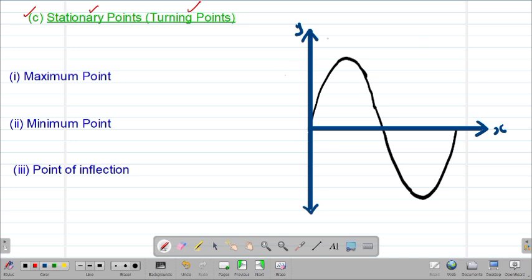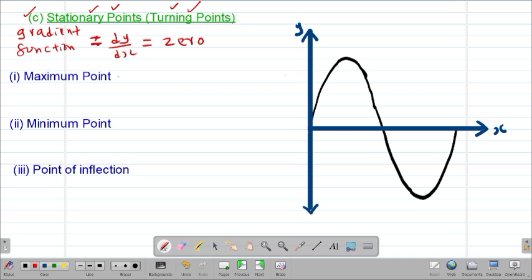Now, the key point that you need to note as far as stationary points or turning points are concerned is that at the stationary point or at any given turning point, the gradient function, which in most cases will be denoted by dy dx, is always equal to 0. So at any given stationary point or turning point, the gradient function dy dx will always be equal to 0. Now, there are three types of turning points.